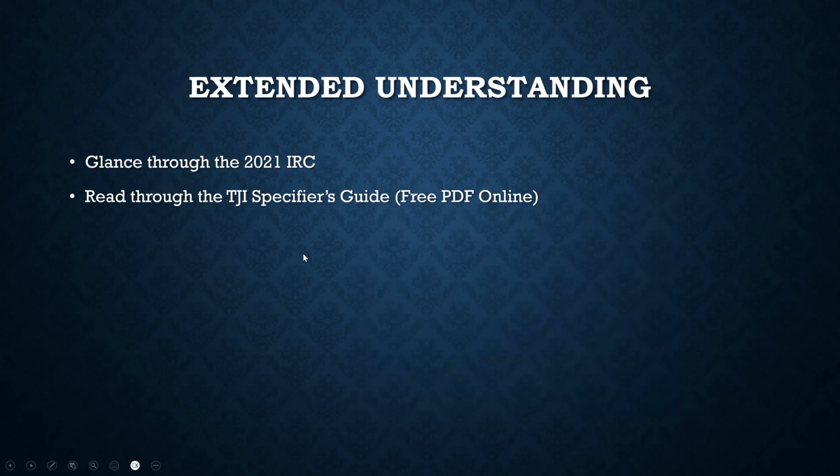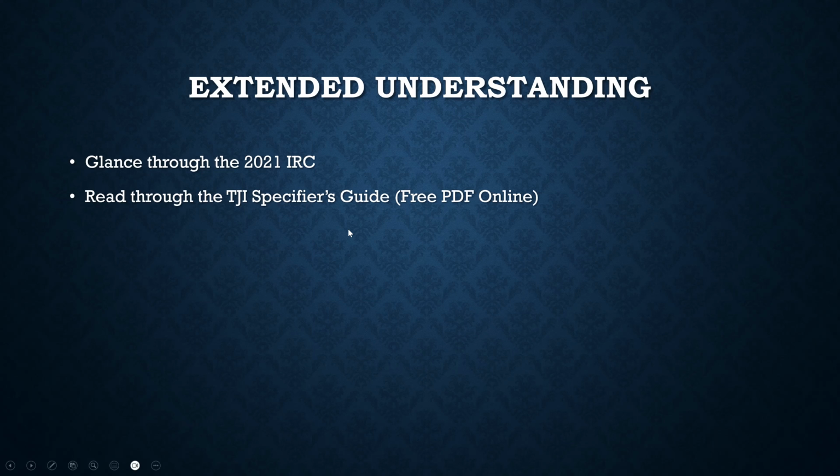And if you want to learn more about details, then you should glance through the 2021 International Residential Code book. And there are tons and tons of details in that book that discuss and show how all of these things are supposed to be built. It's a general guide to home construction. It's not going to answer all of the questions, but it will have a lot of information. If you just want to see more details, that's a great place.